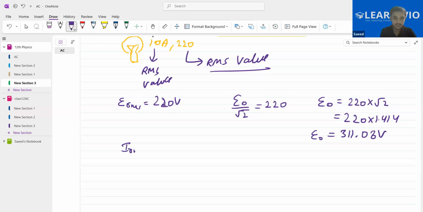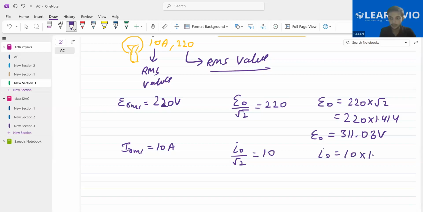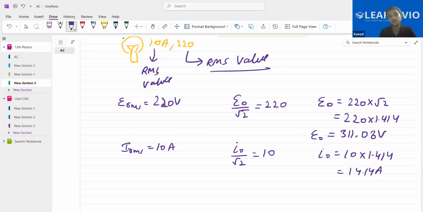Now, if I RMS is 10 ampere, that means I naught by root 2 is 10 ampere, and you can say I naught is 10 into 1.414. It will be 14.14 ampere. Now see, on the bulb, what rating was written? 10 ampere and 220 volt.